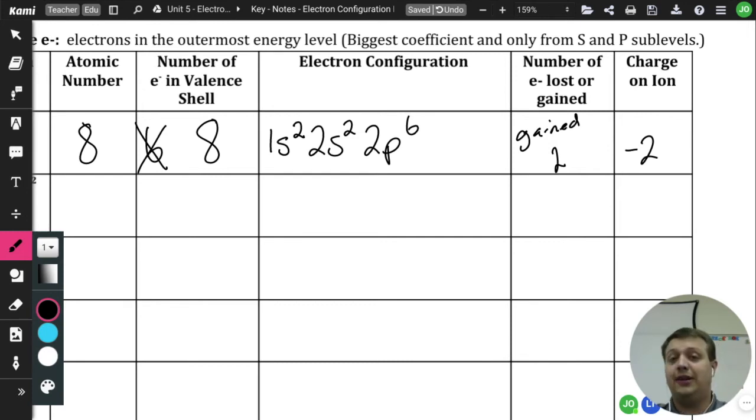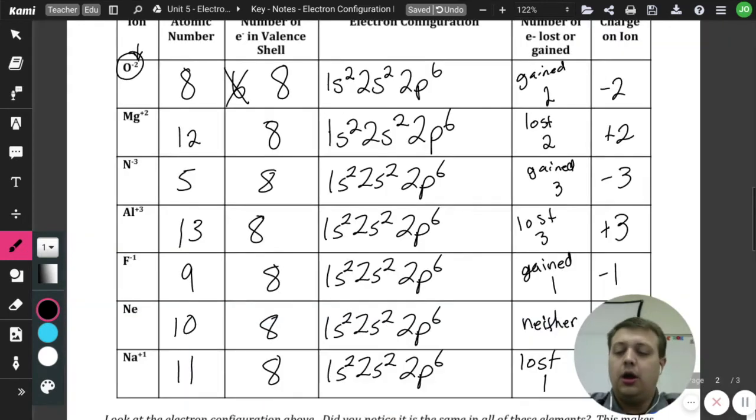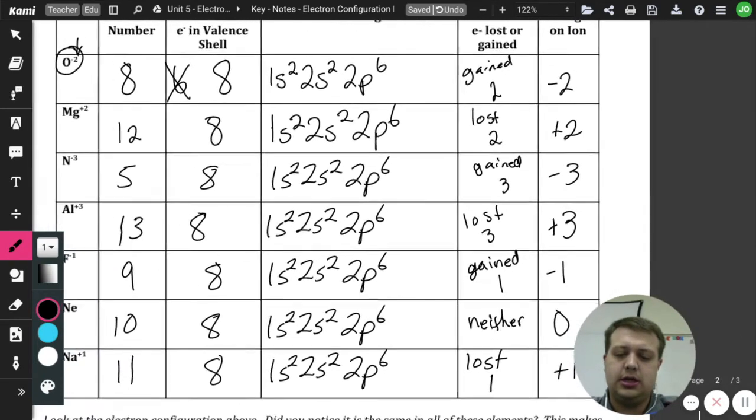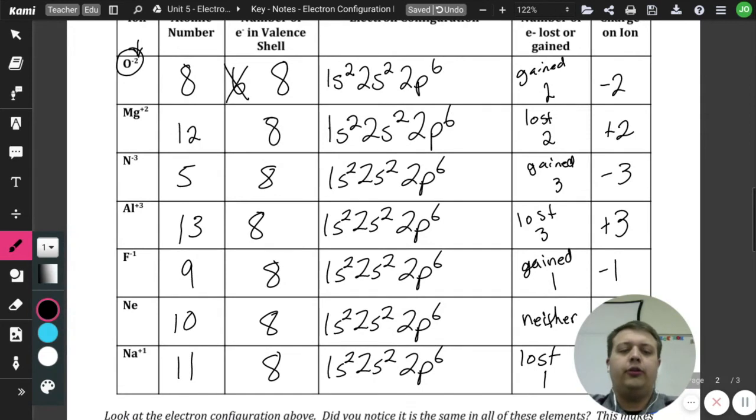Okay, so what I want you to do is pause your video, go in and do the rest of these electron configurations. Okay, so hopefully y'all paused it, but let's take a quick look at these. So I've got magnesium, that's got 12 protons, 8 valence electrons. Electron configuration is 1s2, 2s2, 2p6. It lost 2 electrons, and it's got a +2 charge.